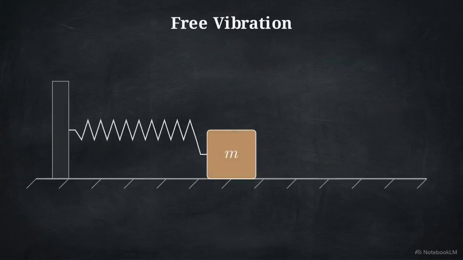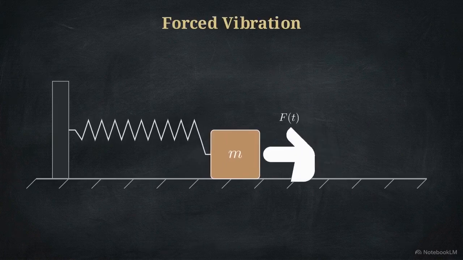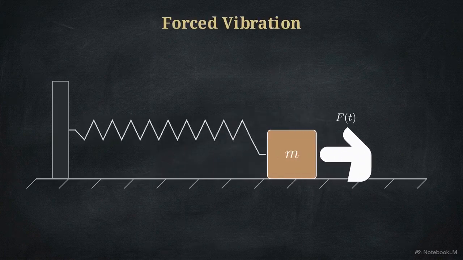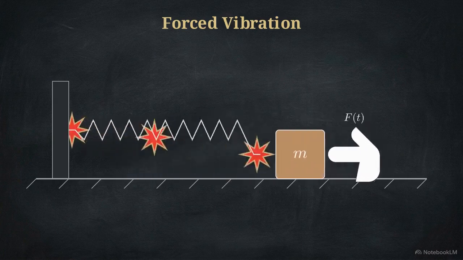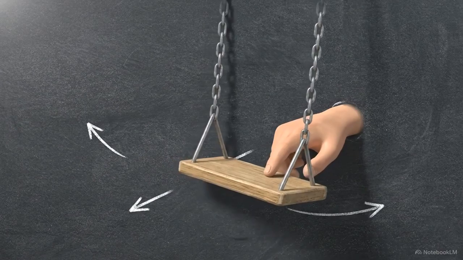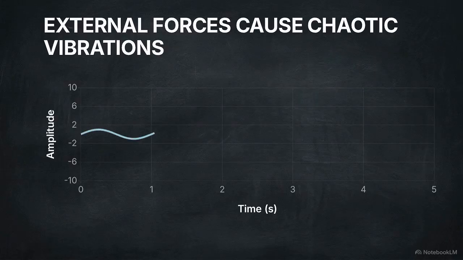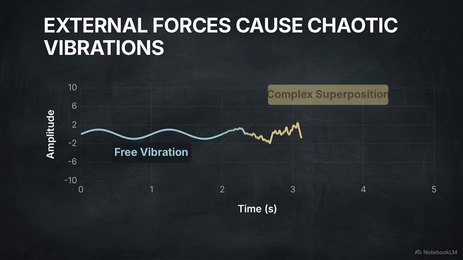But what happens if the system isn't just left alone after one nudge? What if a continuous outside force keeps pushing the block over and over again? When an outside push connects with an object's natural frequency, like a parent timing their pushes on a swing, those forces combine to create a much more complex vibration response.